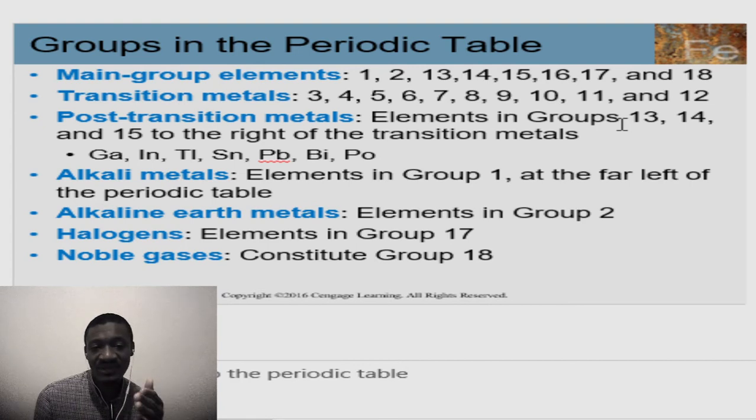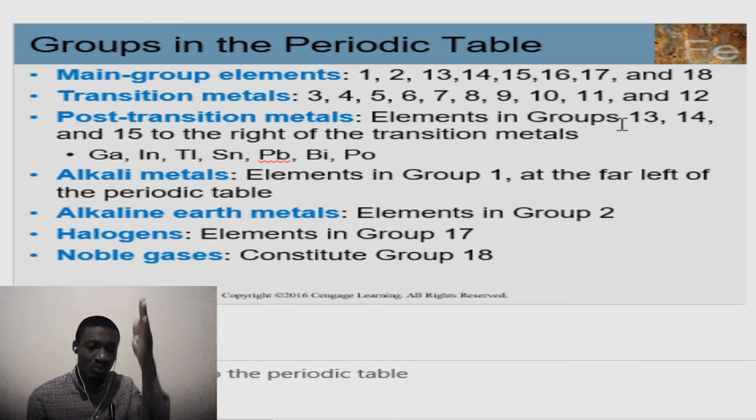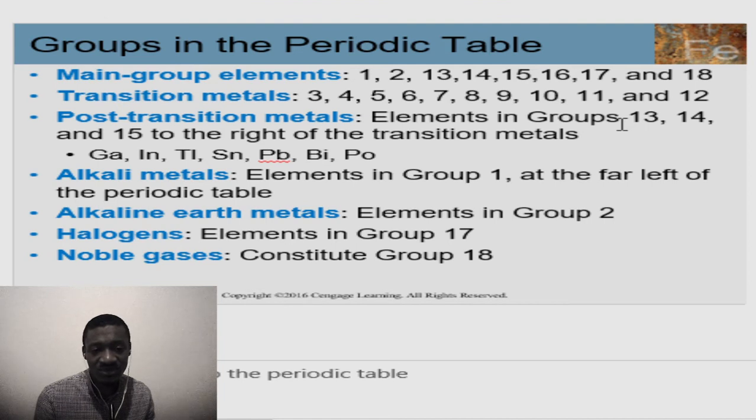And then you have your alkaline metals first, which are your group 1, and the whole people in group 1. And then you have your alkaline earth metals, which are your whole couple of elements in group 2. And then you have the special group of halogens.